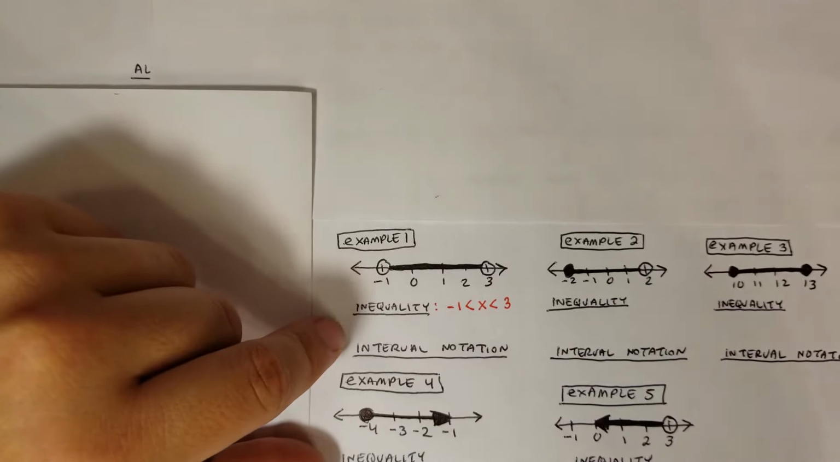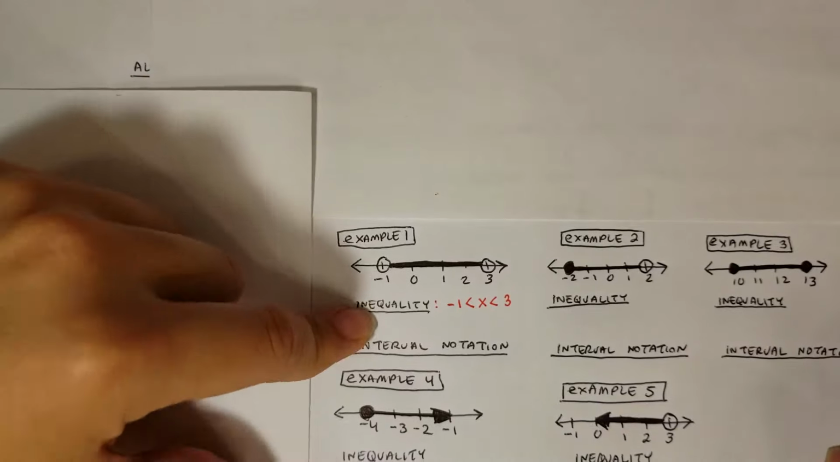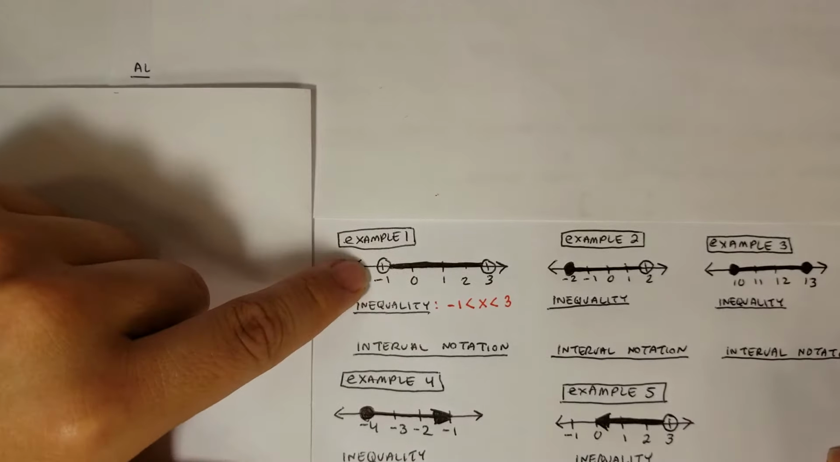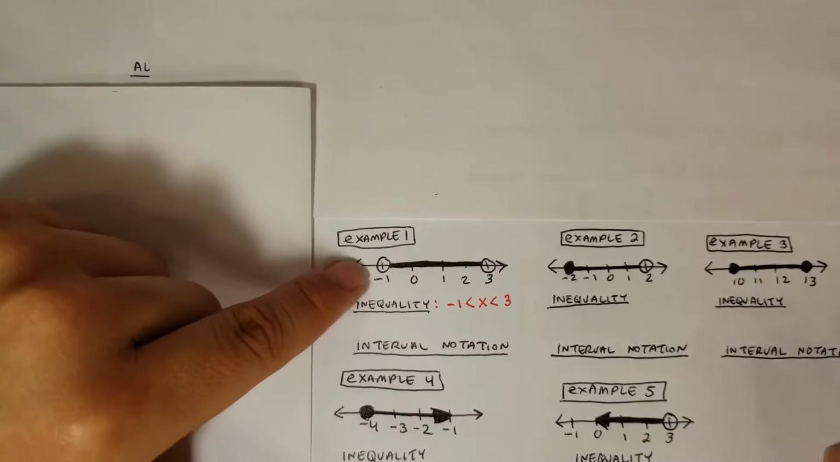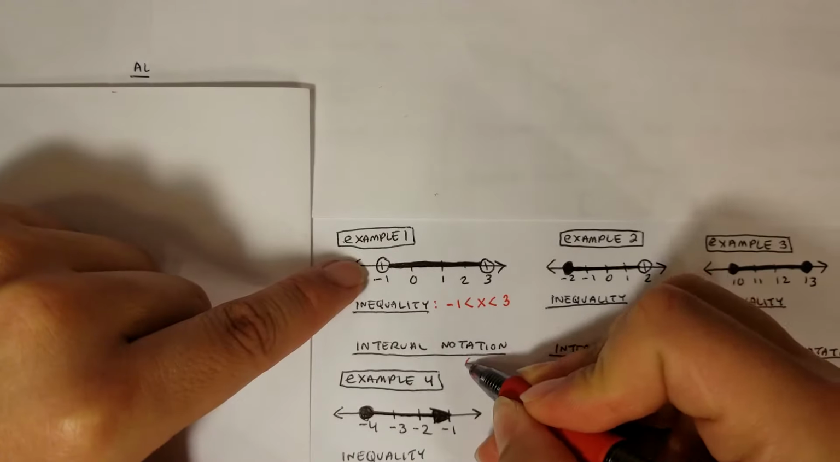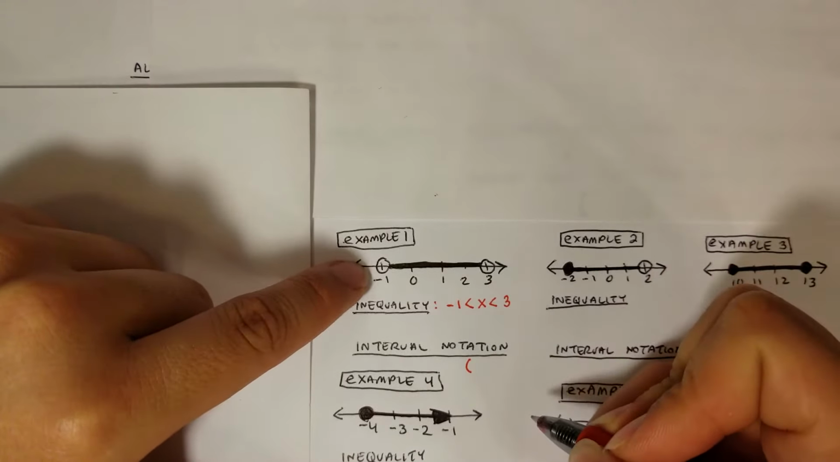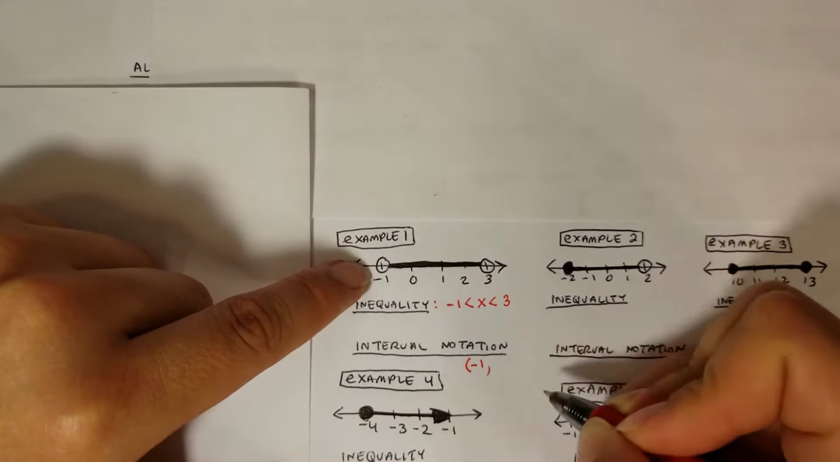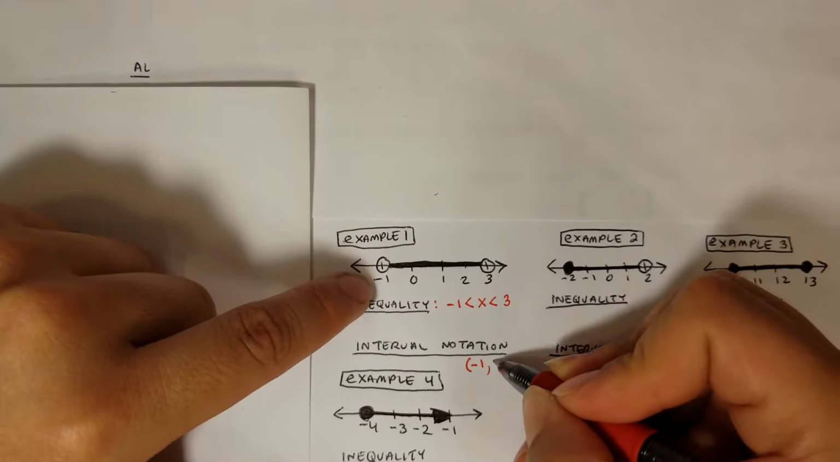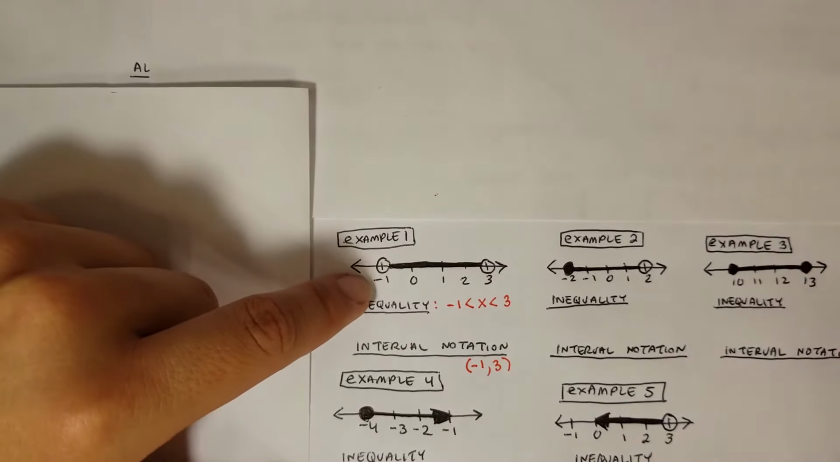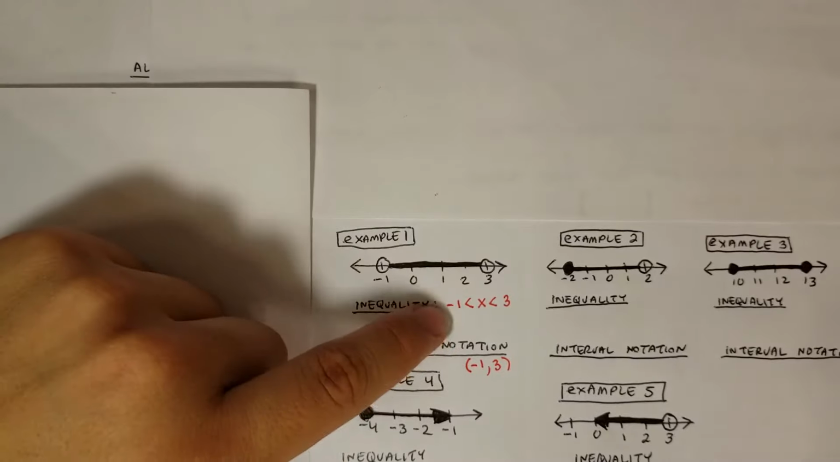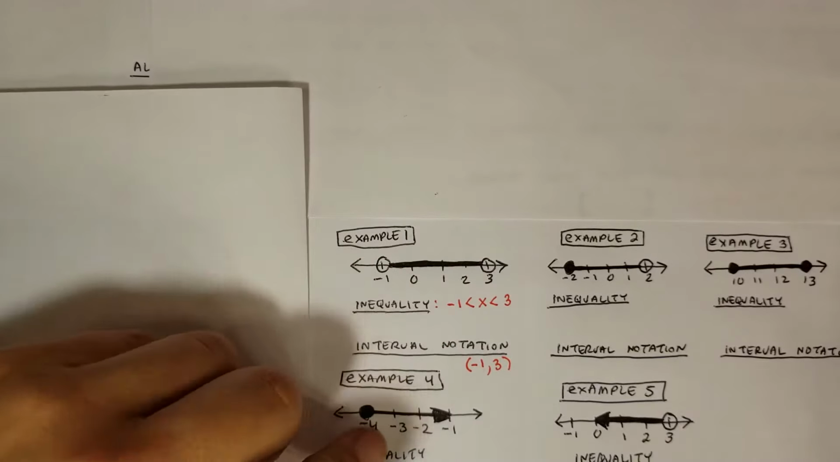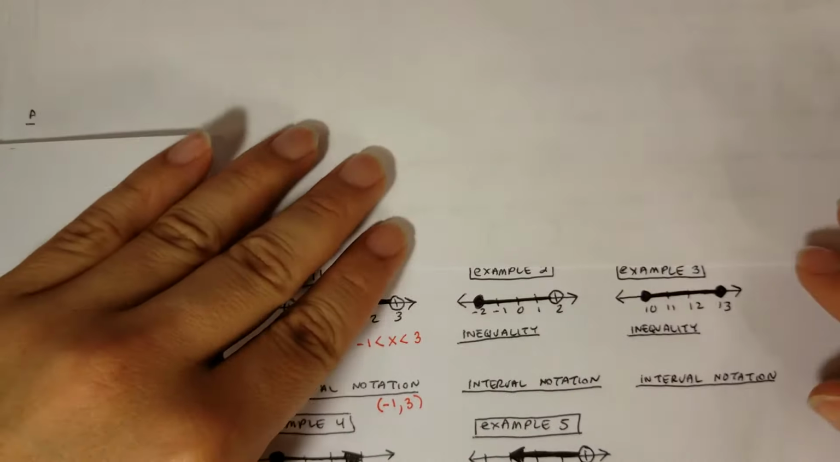Okay? We're going to be saying the exact same thing in interval notation now. So in interval notation, parentheses means we're not including the number, right? So in interval notation, all we really have to say is parentheses, not including, -1, and then all the way to 3, not including the 3. So we're saying the exact same thing here, two different ways. Okay? Let's try example number 2.